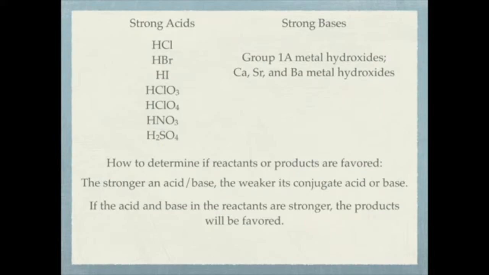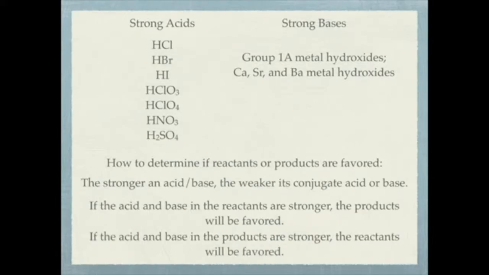Well, if you have an acid and a base in the reactants that are strong, that means that the reaction is going to proceed to the right more than it proceeds to the left because its conjugate acids and bases are going to be weak, and therefore the products will be favored. In contrast, if your acid and your base in the products are stronger, meaning the conjugate acid and base are stronger than the acid and base themselves, what that means is that the reactants themselves are going to be favored. So the equilibrium will favor the left-hand side.